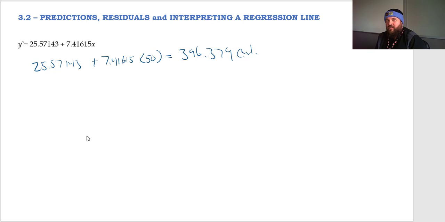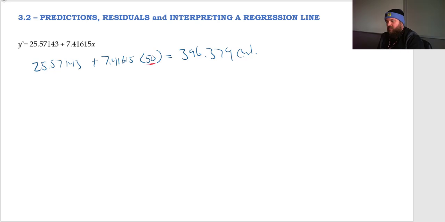I wouldn't trust the prediction, because it is too far away on the x-axis from our data to really verify that's how many calories you're going to get from that many pieces of chocolate. So with that, this is called extrapolation.